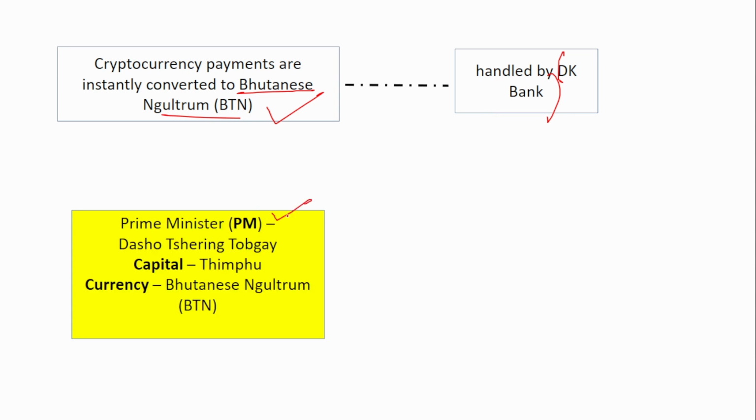The Prime Minister of Bhutan is Dasho Tshering Tobgay, and the capital is Thimphu. The currency is the Bhutanese Ngultrum.